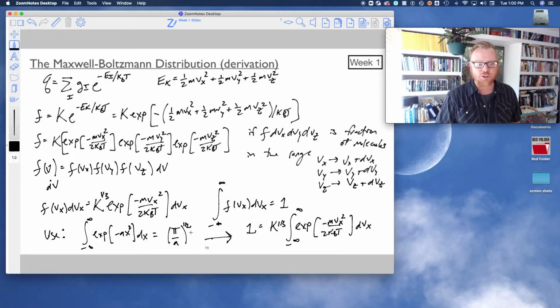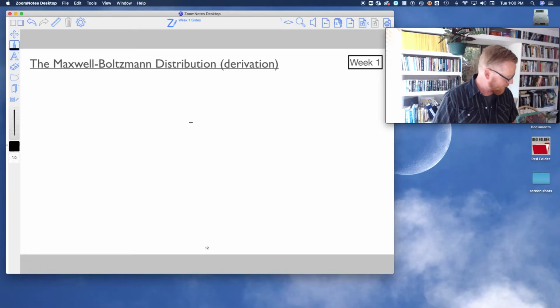So I'm just going to write the solution of this. So here we recognize a is m divided by 2kbt. So our solution will be pi divided by m divided by 2kbt, and we'll do the algebra to make that look a little bit nicer.